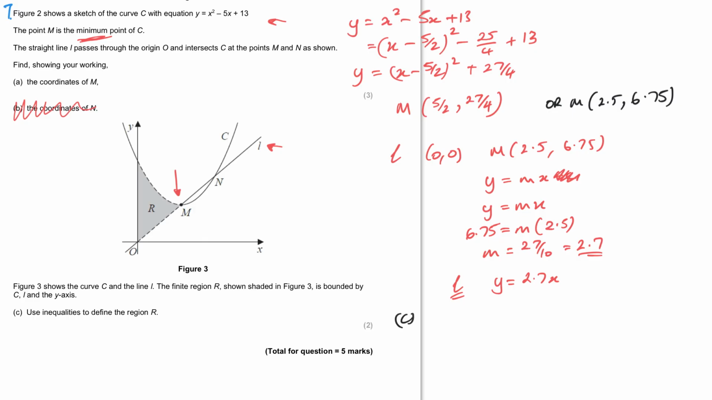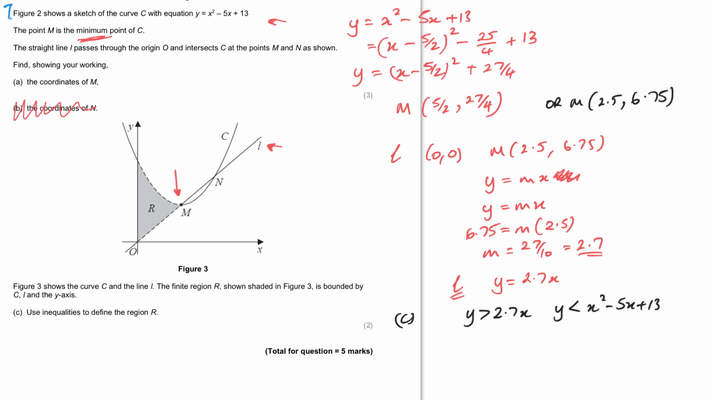So inequalities now. So we want, let's look at it, we want greater than L. So we want y is greater than 2.7x, because it's dashed. We want y is less than x squared minus 5x plus 13, again because that bit here is dashed. Less than this one, but not less than or equal to. Greater than this one, but not greater than or equal to.